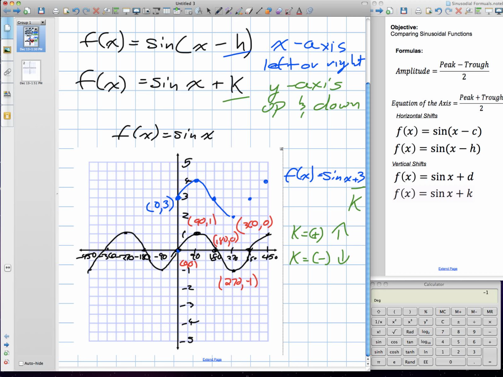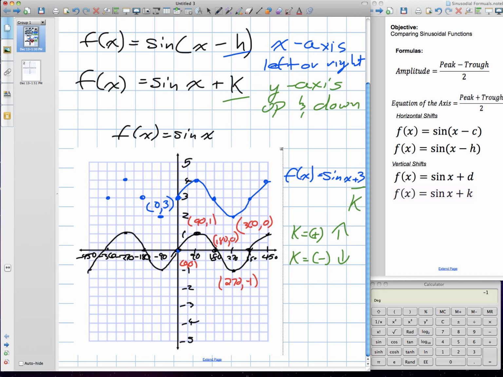270 and negative 1. If I add 3 to that, I'm actually going to be at just positive 2. And if you notice, we're going to end up with the same shape, just at a higher point on the graph. So we can continue that pattern too.